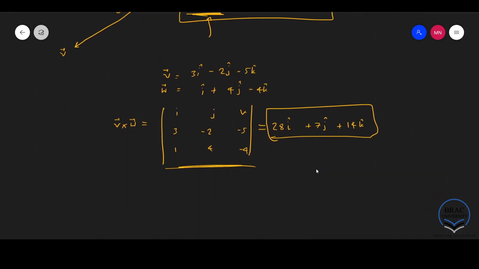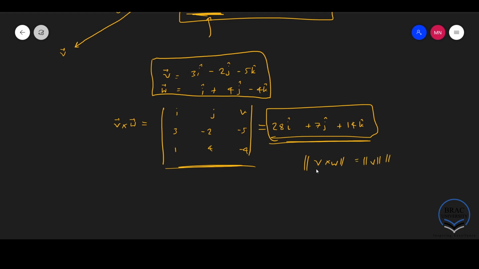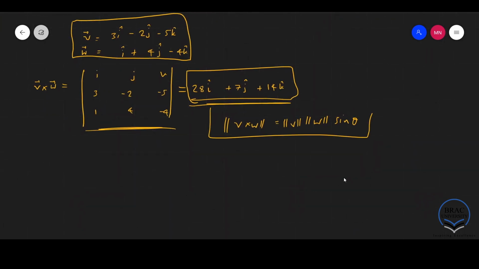Now, since the vectors v and w are given to us, and since we have found v cross w, we can just use this equation to find the angle theta between these two vectors. If I rearrange this and solve for sine of theta, I will have the magnitude of v cross w divided by the magnitude of v times the magnitude of w.